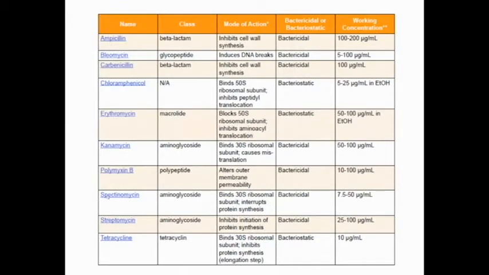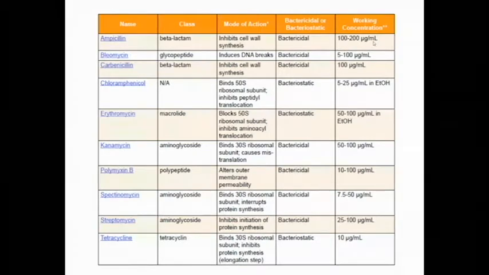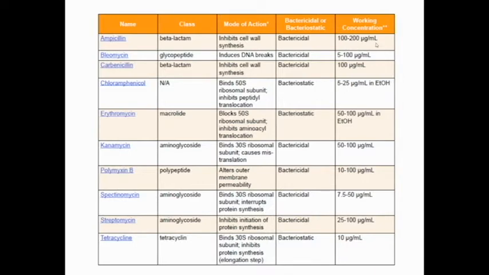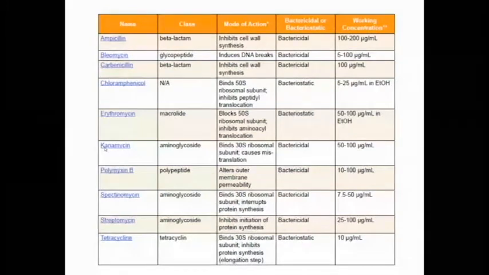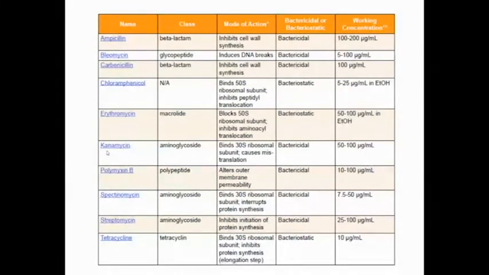And then these are commonly used antibiotics. Okay, and here's the working concentration. Like ampicillin is 100 microgram per milliliter. That's a very standard concentration, 100 microgram per milliliter. And then another commonly used antibiotic for gene cloning is kanamycin, which is 50 microgram per ml. Okay, 50 microgram per ml. That's kanamycin.